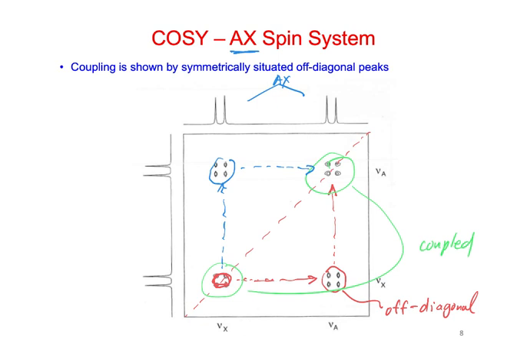Okay, so the off-diagonal peaks are always symmetrically oriented around the diagonal. So if we see something that's not symmetrical around the diagonal, it may just be noise. All right? Okay, so let's look at something that would be more useful than just two of these peaks, right? If we have a spectrum with just two peaks, we already know how they couple.